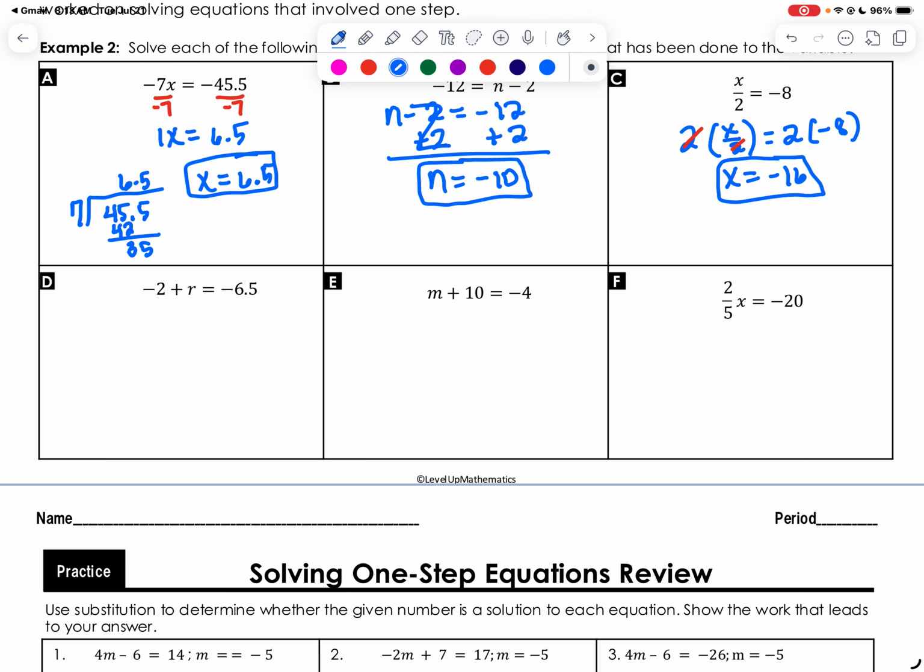All right, problem D. Negative 2 plus r is equal to negative 6.5. Well, the opposite of negative 2 is plus 2. So I will add 2 to both sides. This will zero out, and I'm left with r equals negative 6.5 plus 2. The signs are different, so we'll subtract to get negative 4.5.